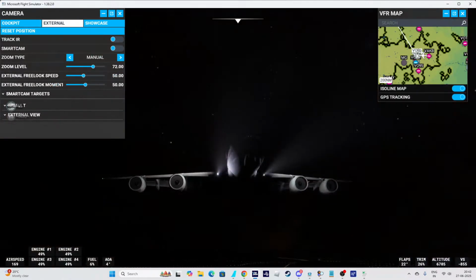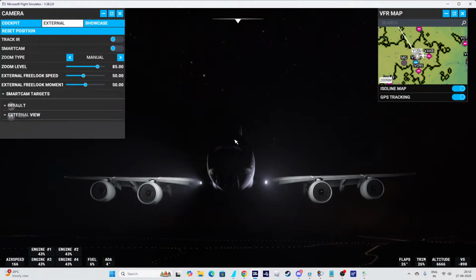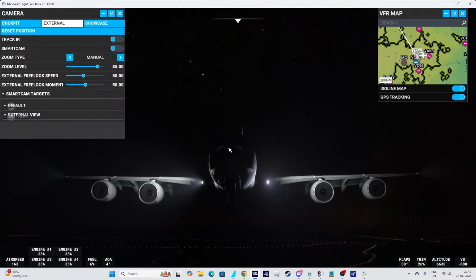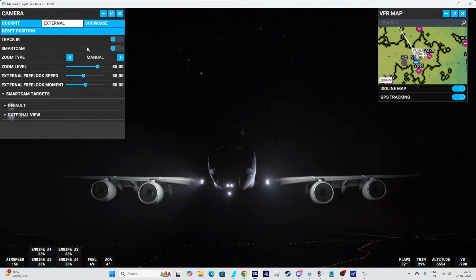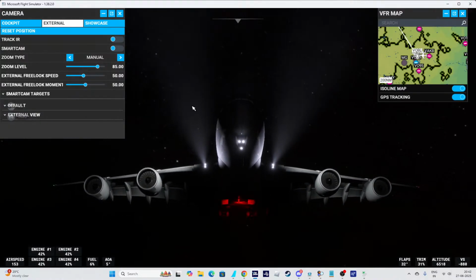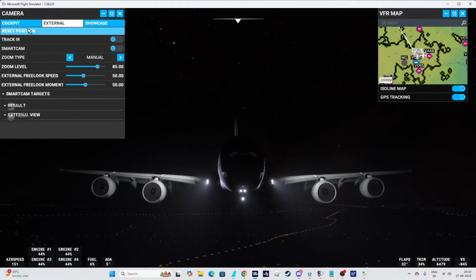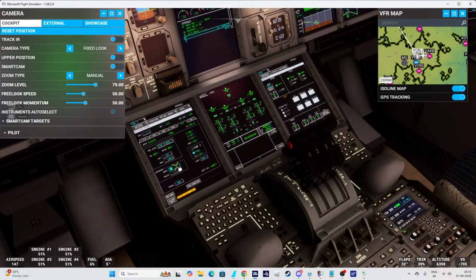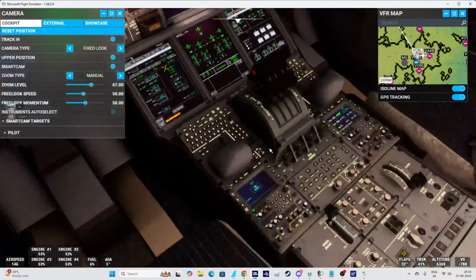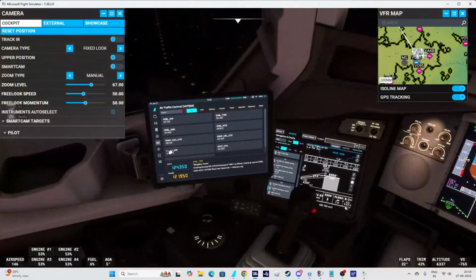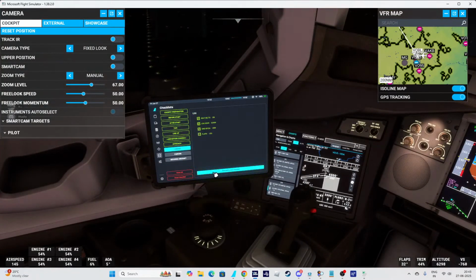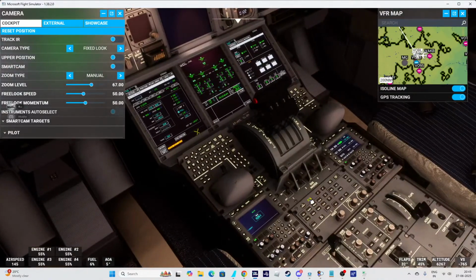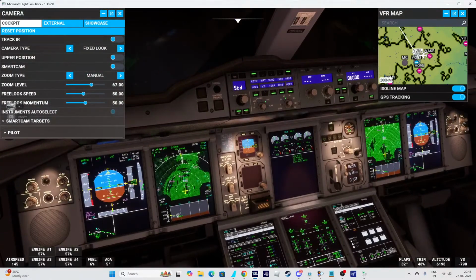Just put the gear down now. Let's clear that. So let's go to the landing checklist. Right, everything is done. All green, flaps full.